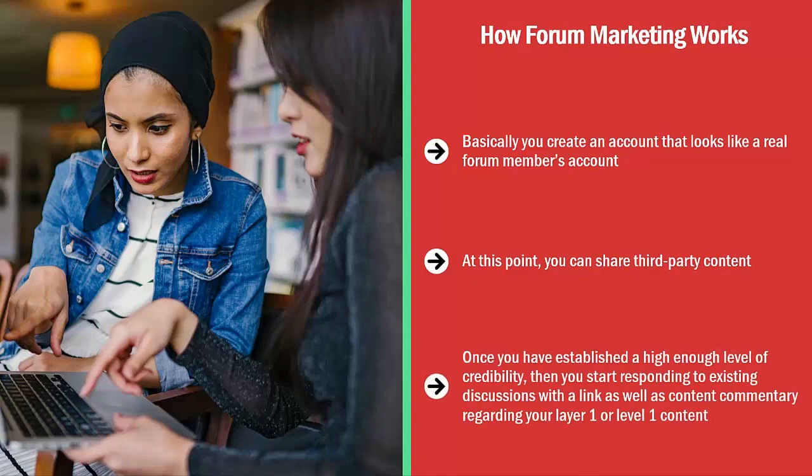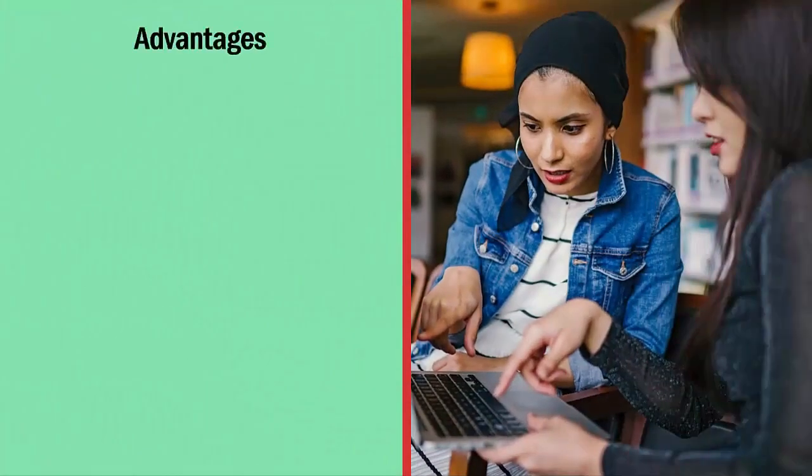Once you have established a high enough level of credibility, then you start responding to existing discussions with a link as well as content commentary regarding your Layer 1 or Level 1 content. Eventually, you should be able to have enough clout on the forums you're marketing to start discussions that directly talk about your own resources.